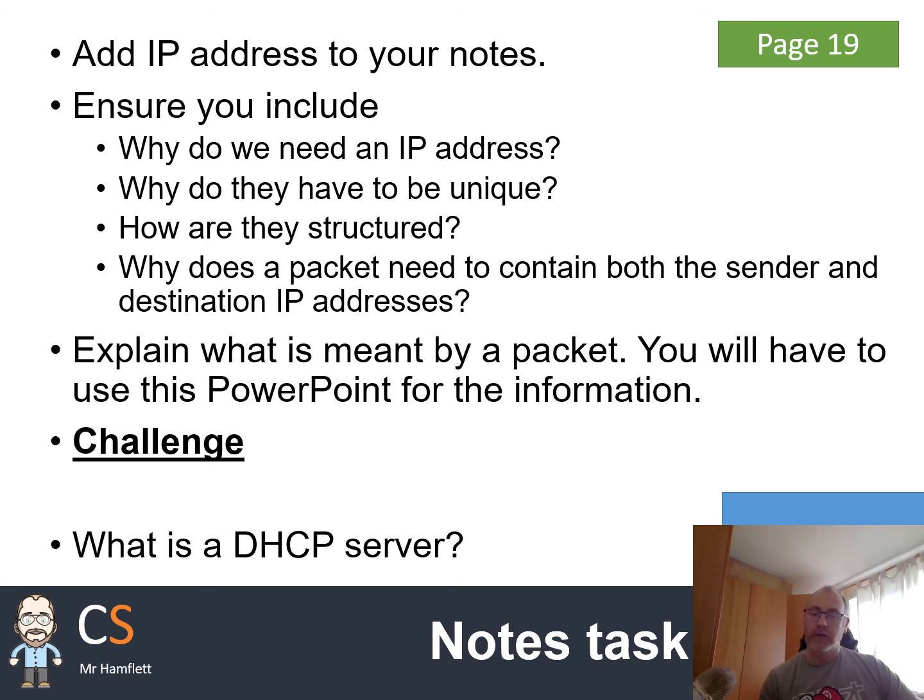So the next thing to do is add on what we mean by the term IP address, this unique number that's assigned to computers on the internet. You need to make sure that you explain why we need the IP address. Why does it have to be unique? Okay, that is really important. How is it structured? This ID is made up of 4 separate numbers, and each number is between 0 and 255. And also, why does the packet need to contain both the sender and destination IP addresses? Why do we have this extra information inside the packet when we send each one?